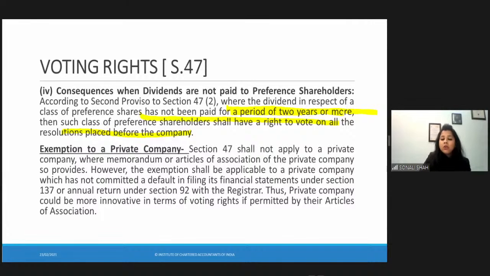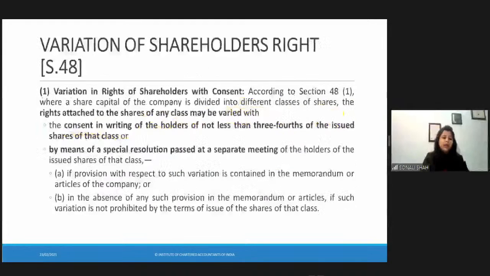Perfect. Now coming to the exemptions for the private company. A private company has a right to be governed by its MOA and AOA. Section 47 is not applicable to a private company if the memorandum or articles of association provide otherwise. But to be able to claim exemption from Section 47, the private company should not have defaulted in filing financial statements or annual return. So you can see that a private company can be more innovative in terms of voting rights if it is permitted by its articles.